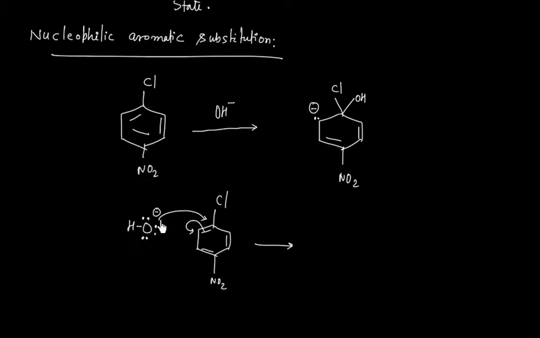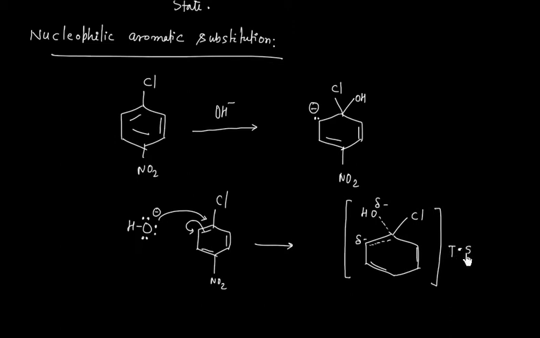So in transition state this oxygen carbon bond is slightly formed. And this bond is broken. This carbon will get some negative charge and this oxygen will lose some negative charge. So this is the transition state. Nucleophilic aromatic substitution also involves two steps. This is first step.